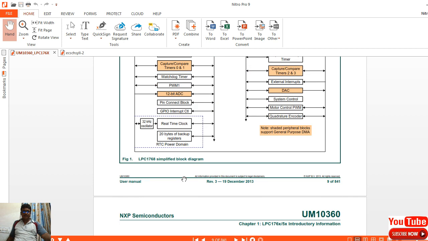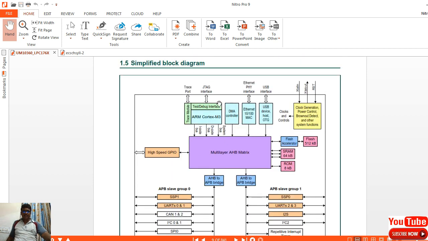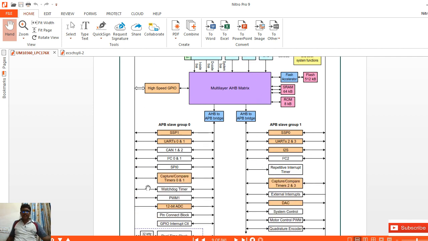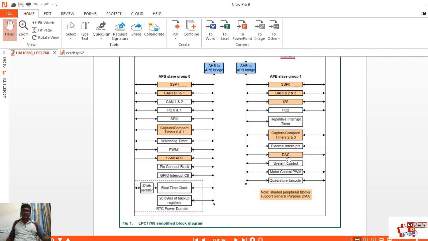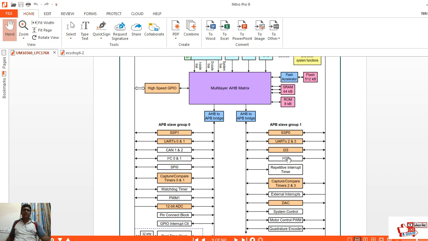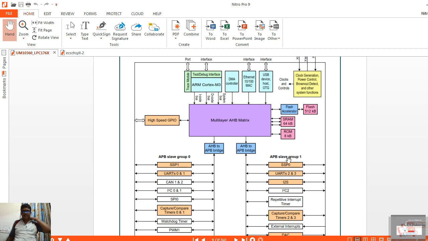This is the LPC1768 simplified block diagram. This is the core part, which is designed by the ARM people. The rest of these peripherals will actually be prepared by external manufacturers. It can be NXP or any sort of silicon providers. They are going to get the core working. So this is the core of your ARM, which is designed by the ARM people.